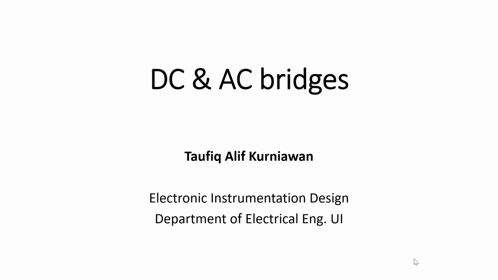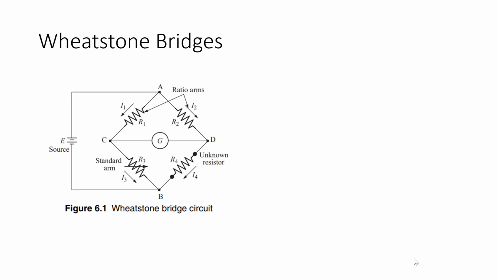Good morning. Today we will continue the next chapter in electronic and instrumentation design, and we start chapter 6, which is about the DC and AC bridge. So we start with the Wheatstone bridge. In this chapter we will talk about many types of DC and AC bridge that are usually used in circuits and also to measure something. So we start with the Wheatstone bridge.